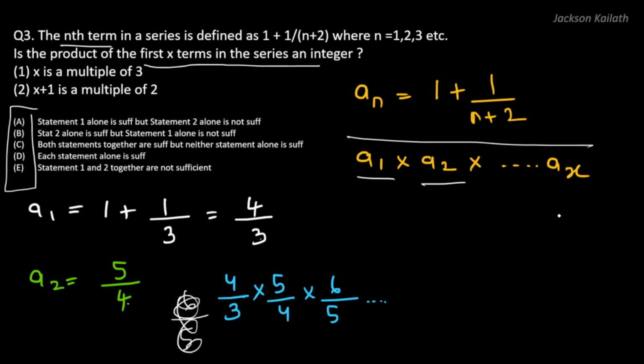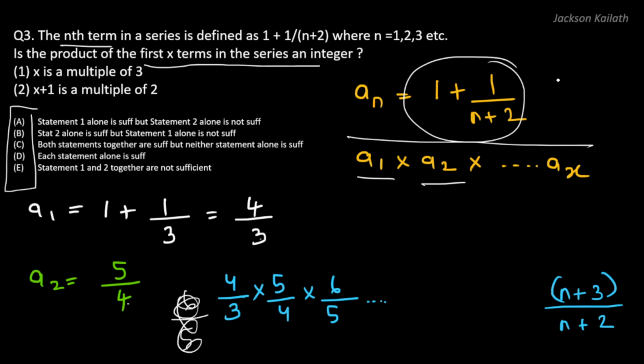And the last term, let's say it's the nth term. The last term would be n plus 3 divided by n plus 2, right? Why is that so? If we simplify this, this becomes n plus 2 plus 1 divided by n plus 2, and that's equal to n plus 3 by n plus 2.